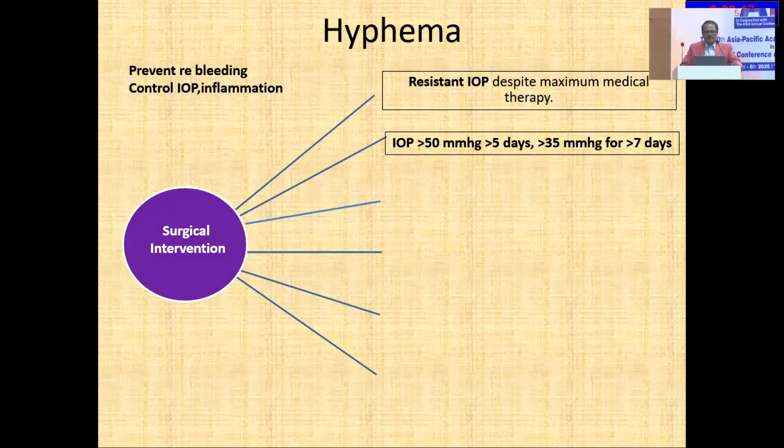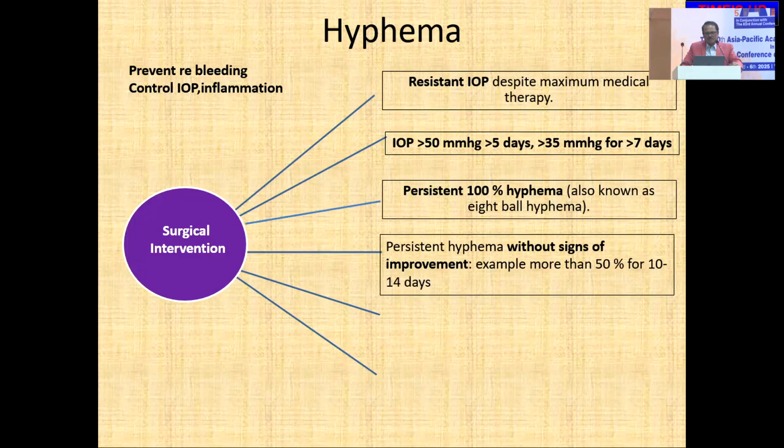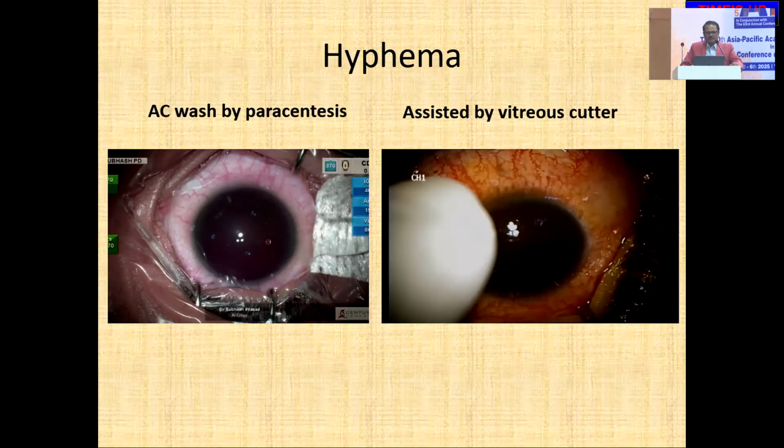Coming to the management of hyphema, that is very important. If the hyphema is such that the IOP is more than 50 mm of mercury for more than 5 days, or more than 35 mm for more than 7 days, then it demands removal or drainage of the hyphema. If there is persistent or eight-ball hyphema, then again you have to drain. Persistent hyphema without sign of improvement, say you have waited around 2 weeks and it's not improving, even if it is not 100%, it should be drained out. And if there is a patient with active bleeding, one should do that.